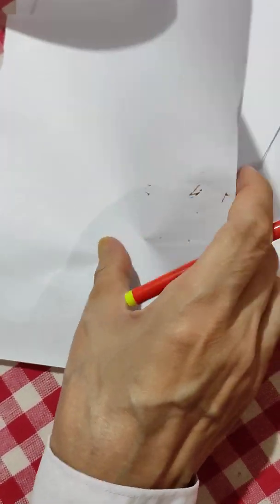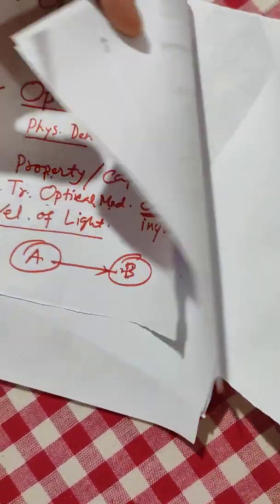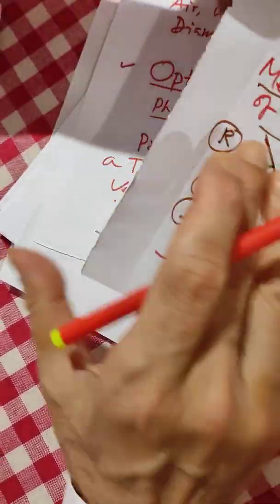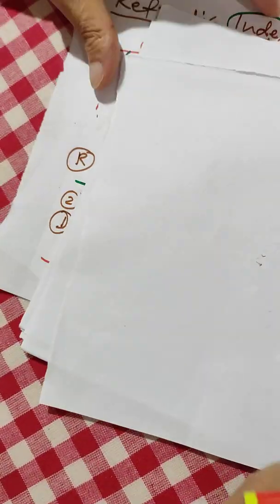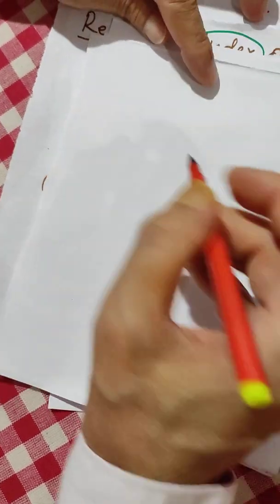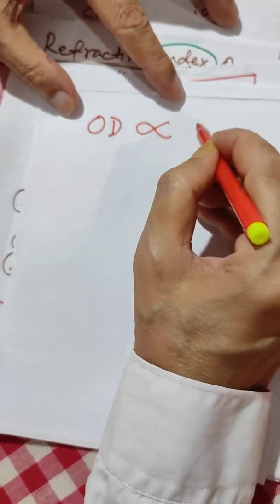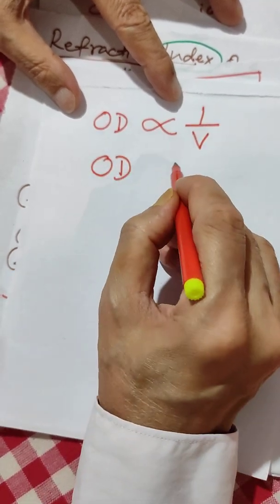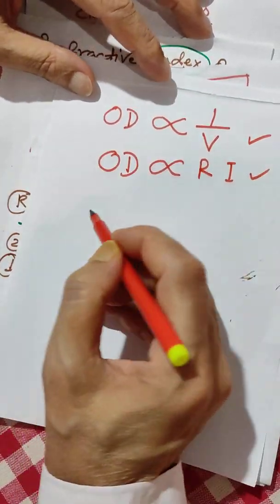Right? Now previously we had one relation. What was that? Optical density and velocity of light were inversely related, isn't it? So previously we had one relation. Let me write here. The optical density of a medium and the velocity of light in that medium, I wrote before, are inversely related. And the optical density of a medium and the refractive index of that medium are directly related. So these two relations. You followed?